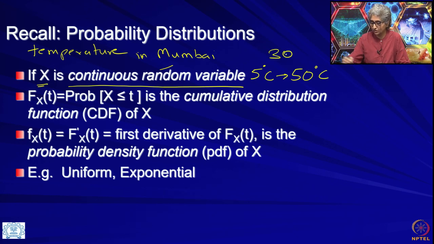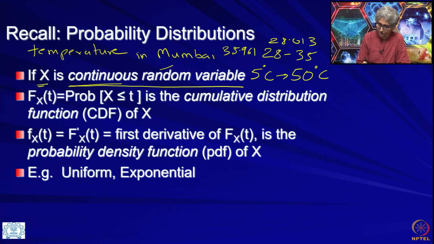Not exactly 30 though, that is the whole point about continuous. We cannot say that it is exactly 30, we can say the probability of the temperature being between 28 and 35 is almost more than half. So that makes it a continuous random variable. It can take any value like 28.013 or 35.961. It can take any value, right?